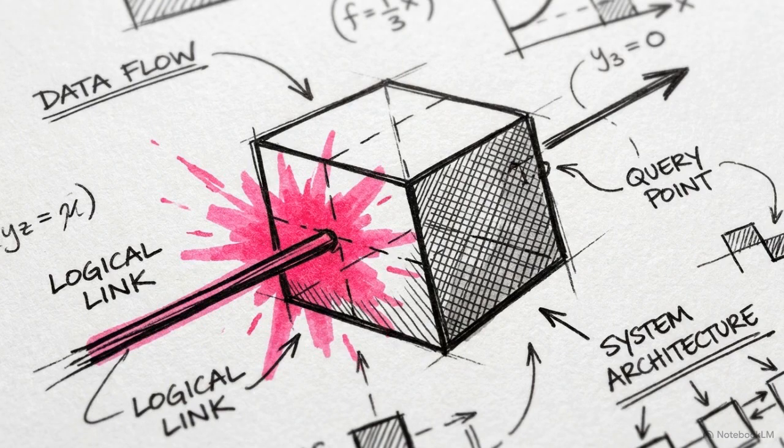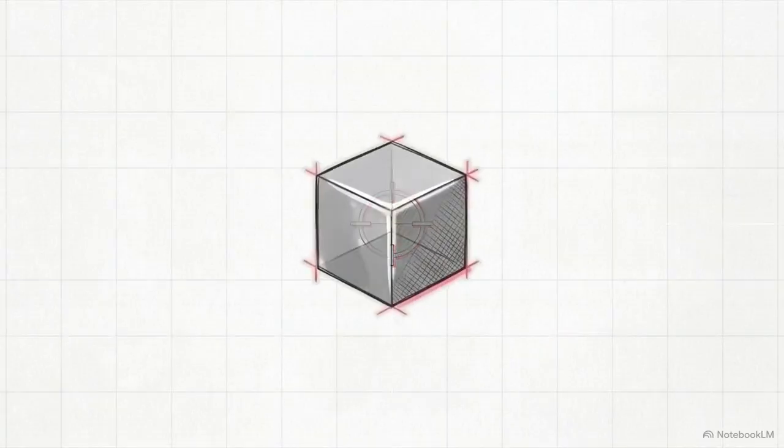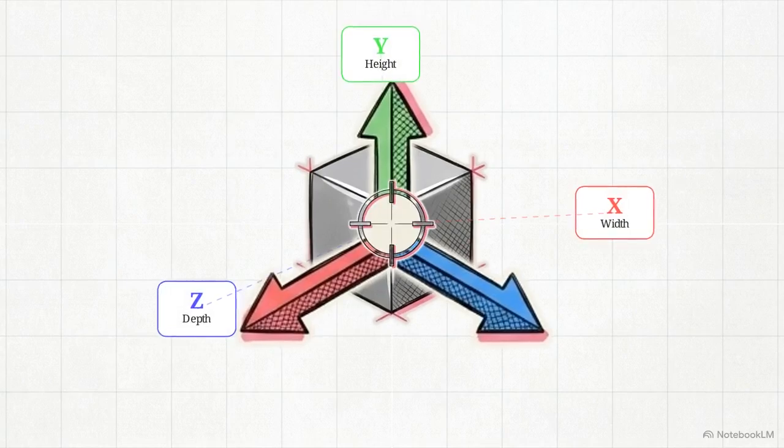You are going to build your first associative relationship right now. By the end of this video, you'll have a working algorithmic framework, and you need no prior scripting experience to do it. The only prerequisite is a basic grasp of 3D geometry and the X, Y, and Z coordinate system.